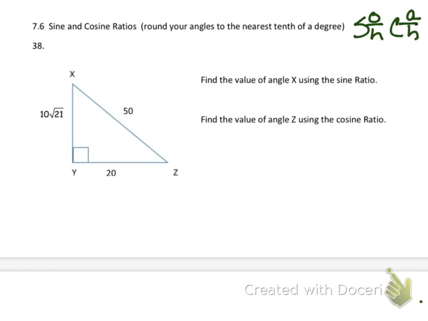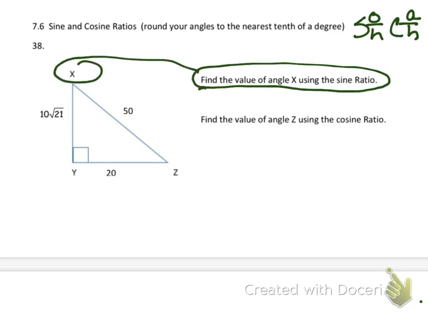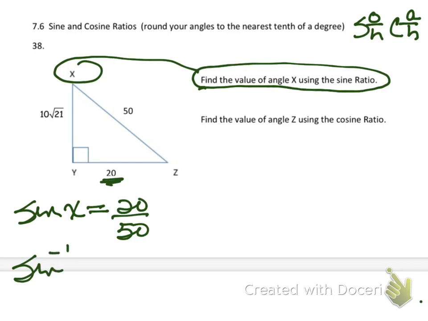So if I want to find the value of angle x using the sine ratio, here's angle x. From angle x's perspective using sine, the sine of x equals opposite, which is the 20, over hypotenuse, which is the 50. So the sine^-1 of 20 over 50 will get us angle x.